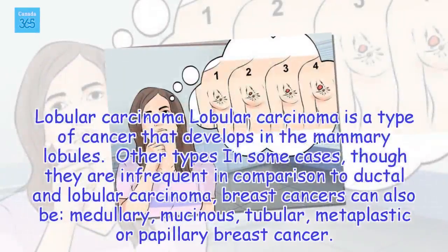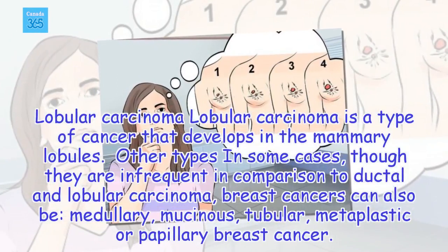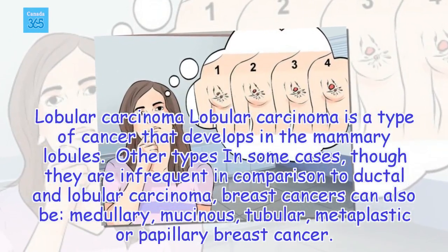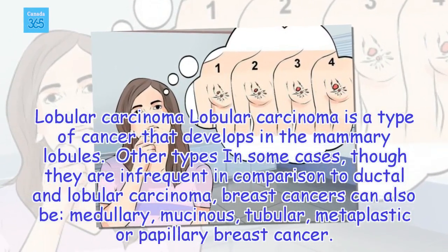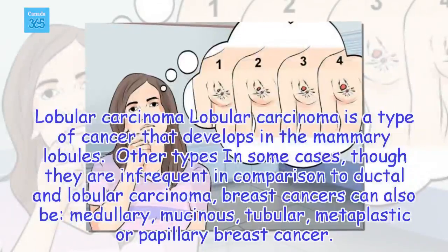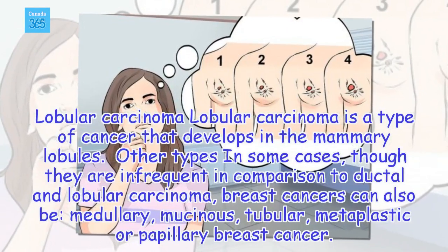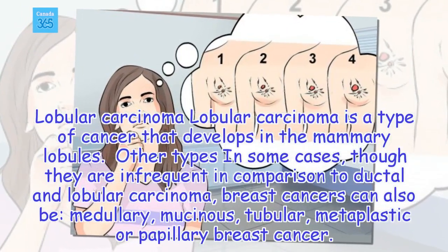Lobular carcinoma. Lobular carcinoma is a type of cancer that develops in the mammary lobules. Other types. In some cases, though they are infrequent in comparison to ductal and lobular carcinoma, breast cancers can also be medullary, mucinous, tubular, metaplastic or papillary breast cancer.